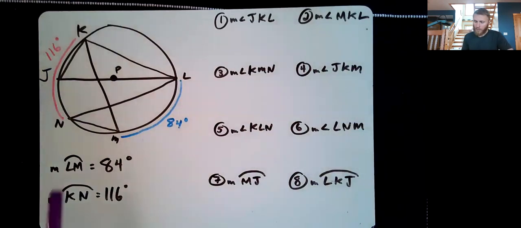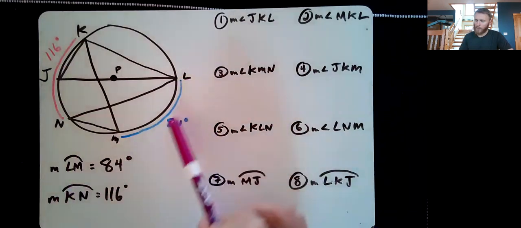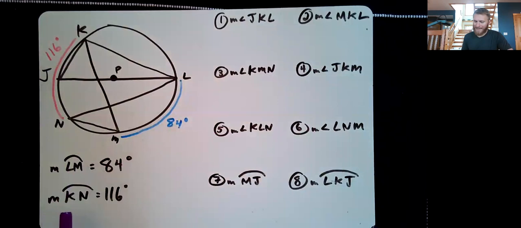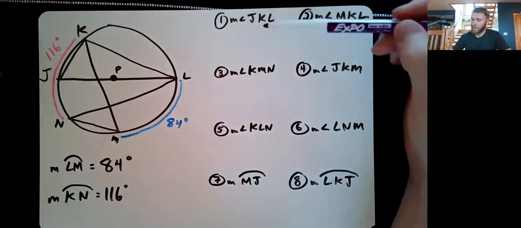So in this case, we're given this diagram, which I redrew, and then we're given that the measure of arc LN is 84 degrees. So I labeled that in blue here. And then the measure of arc KN is 116, which is that in red. So that helps me to get an idea of it. And I see a lot of inscribed angles here. So I'm just going to see what they're asking for first and see if I can find it.